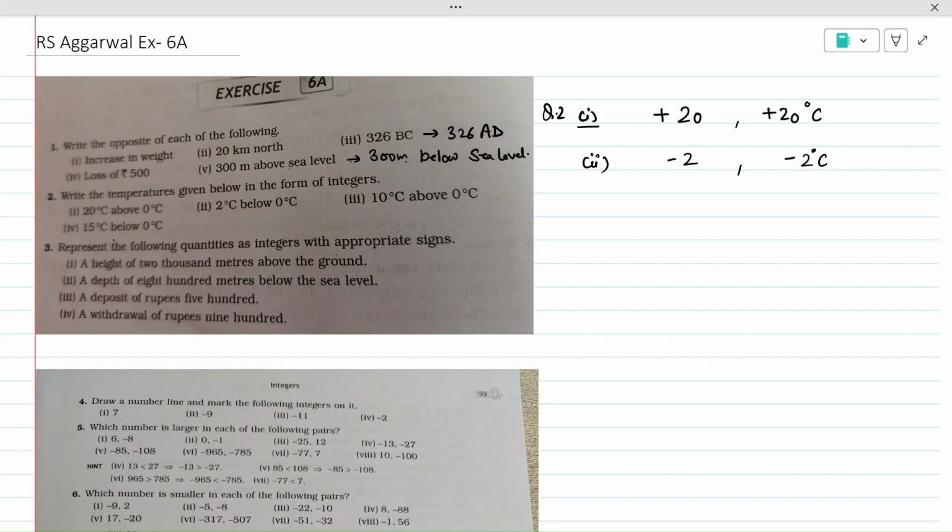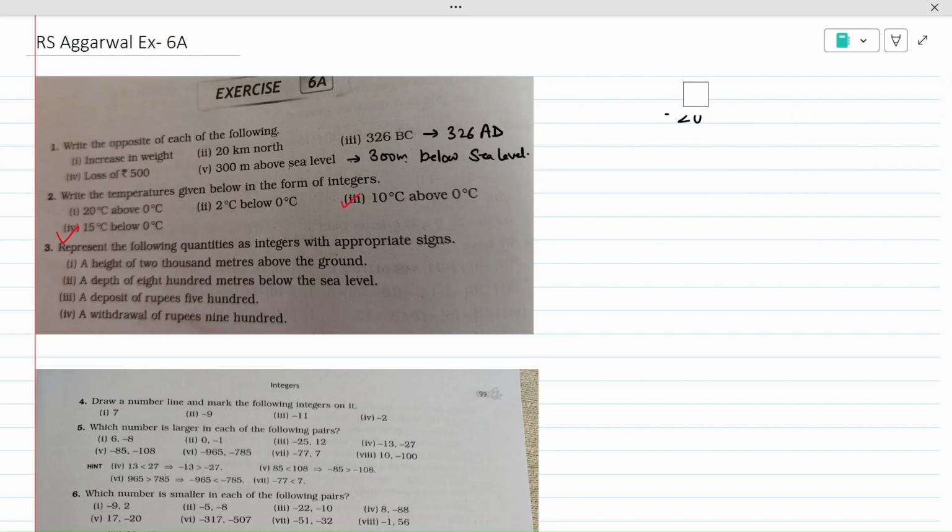Similarly, kids, the rest two are very easy and you can pick them as homework. So I'm marking the one in red as homework for you. Again, I'm giving you the hint how we have to do this. 10 degrees Celsius above 0. Above 0 means plus, so it will be plus 10. And here it is 15 degrees Celsius below 0. Below 0 means negative integer again, so it is minus 15. Okay, so this is how we have to do these questions.